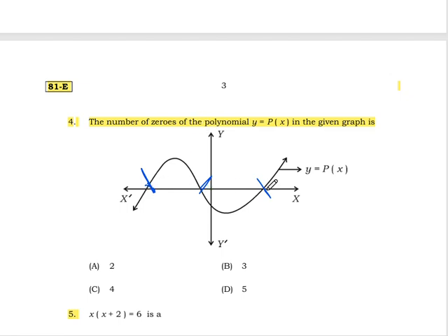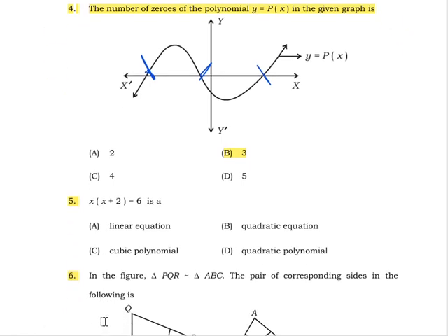1, 2 and 3. So the correct answer is here. They are given 4 options. We already know the graph is touching the x-axis at 3 points, so the zeros of the polynomial is 3. So next one, the fifth question is x into x plus 2.